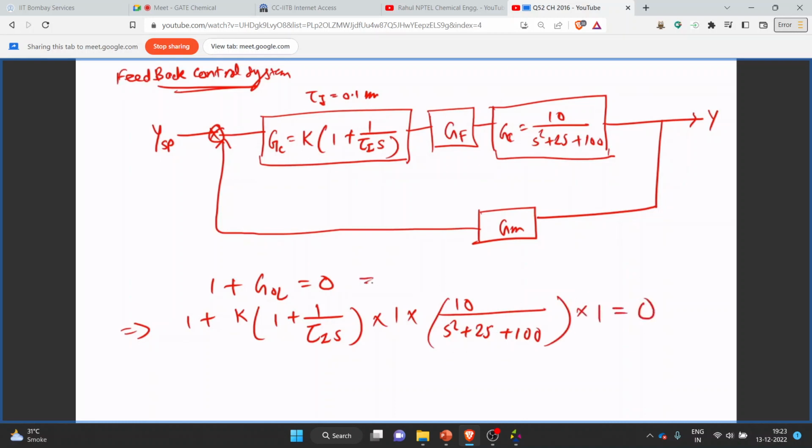Basically, we got this from 1 plus GOL is equal to 0, and G open loop was GC, GF, GM, and GP. Then we replace the values of the transfer functions to get this equation. Now we need to simplify this equation, and then we will have a polynomial in terms of S, and then we can use the Routh criteria to comment on the stability of the system by comparing the coefficients. So let's put the value of tau I as 0.1 over here and simplify this further.